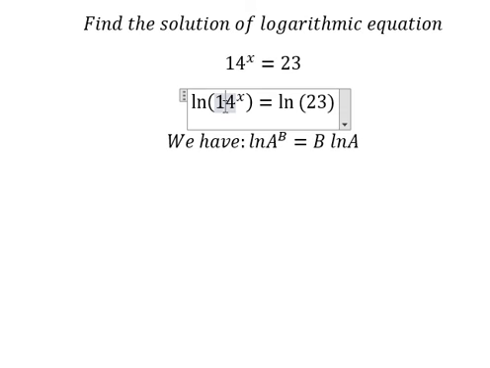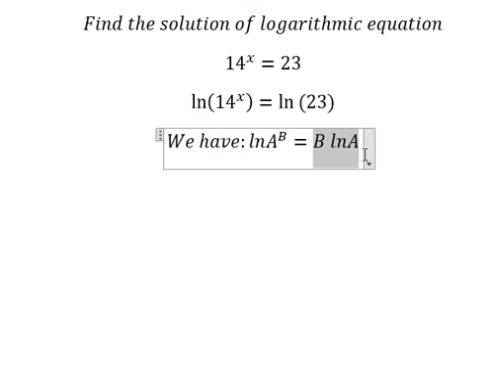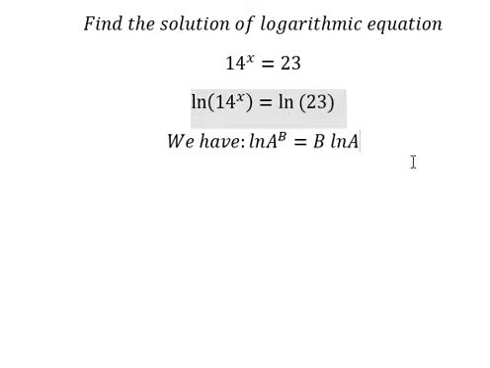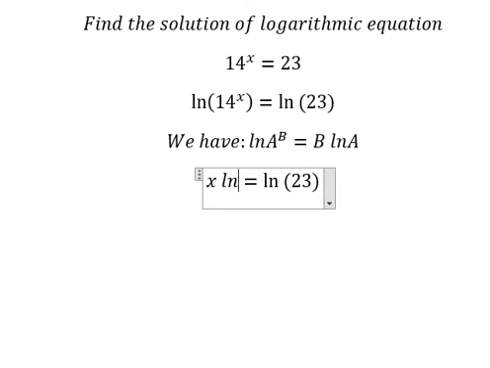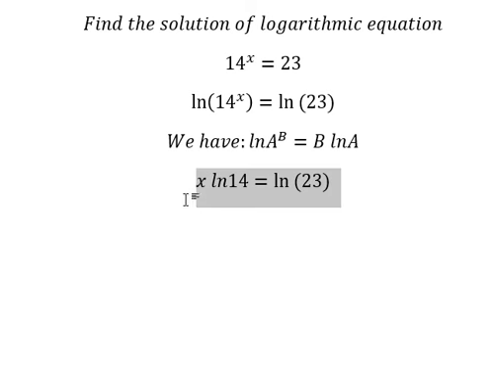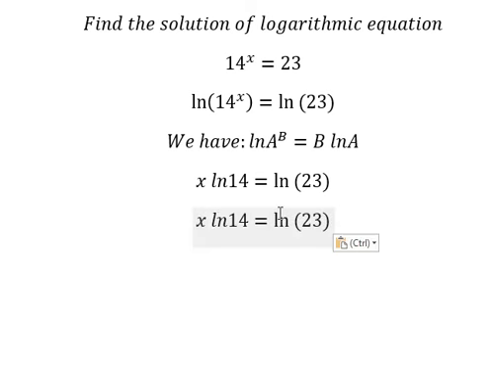So a is 14, and s is b. Now we need to transform this one into this one, and we have it like this. Next, we divide both sides by Ln 14.